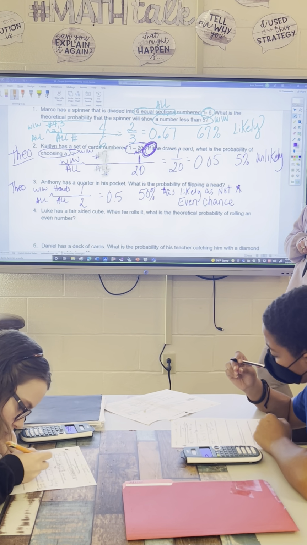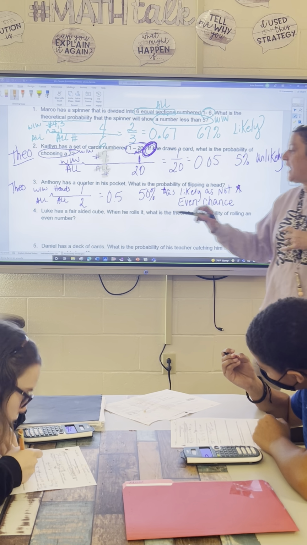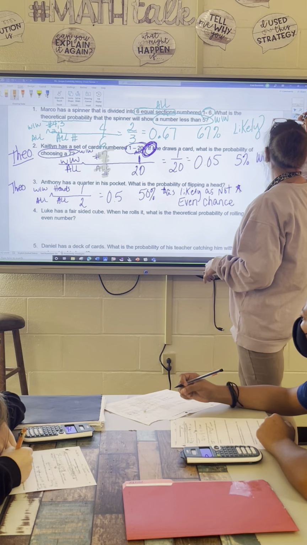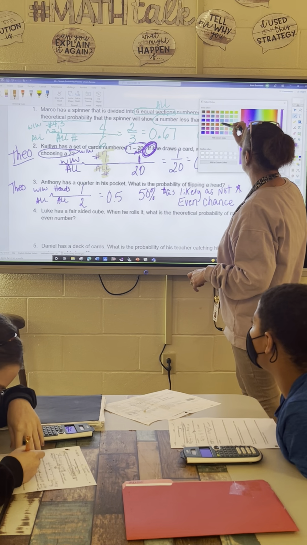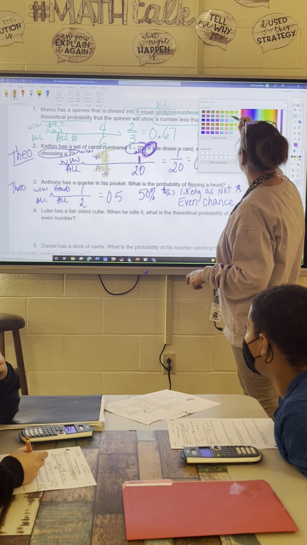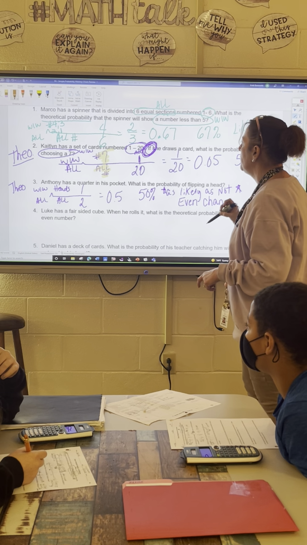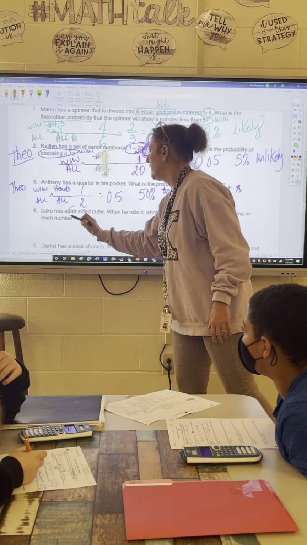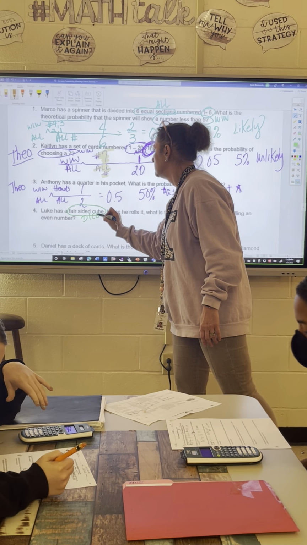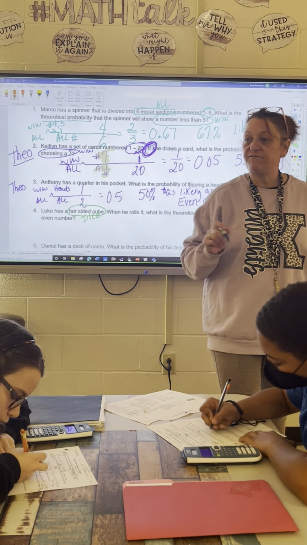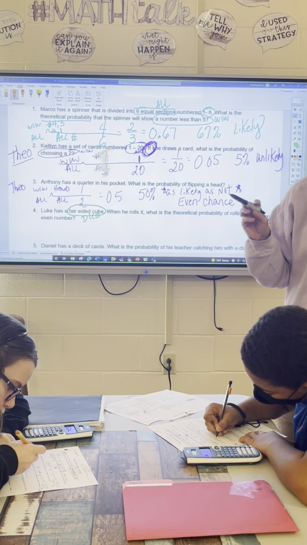Luke has a fair-sided cube. What is a fair-sided cube? What is this? That ain't nothing but a dice. It's a dice. Don't let fair-sided cube mess up your head. It's a dice.